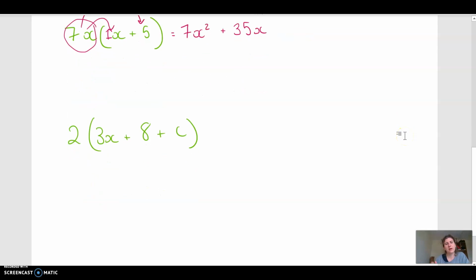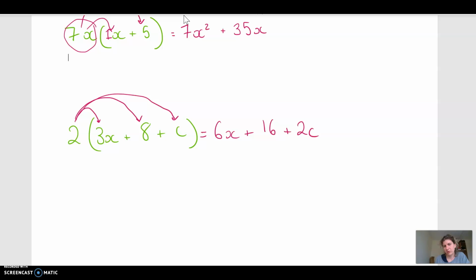All right, last one. Now I just put this one in here because you should see that this works with multiple terms. Quite a lot of the times you'll only see 2 things in the bracket, but it doesn't actually matter how many things you have in the bracket. It's the same principle. So in this case, we'd have 2 times 3x, which is 6x, 2 times 8, which is 16, and then lastly, 2 times c, which is plus 2c. All right, there we go.